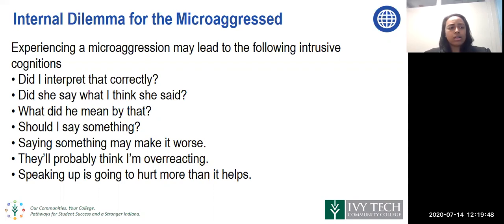All right, and we'll just continue going. This is along those same lines, Carrie. When someone is microaggressed, it might lead to the following intrusive cognitions. One might think, well, did I interpret that correctly? Did she say what I think she said? What did he mean by that? Should I say something? Well, saying something may make it worse. They'll probably think I'm overreacting. Speaking up is going to hurt more than it helps.